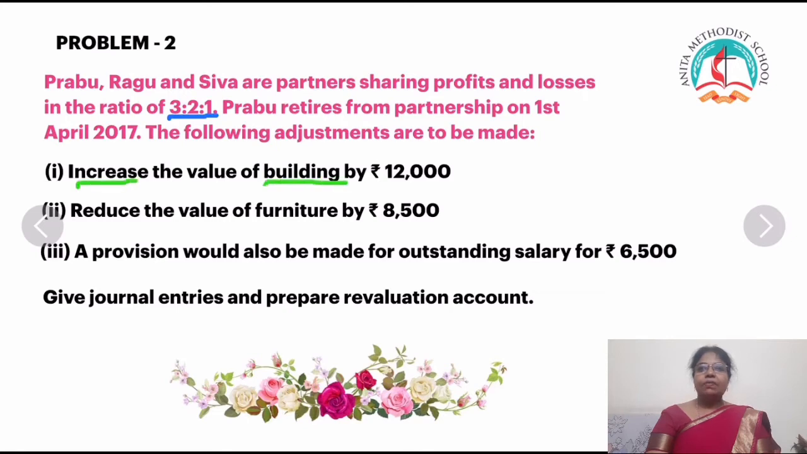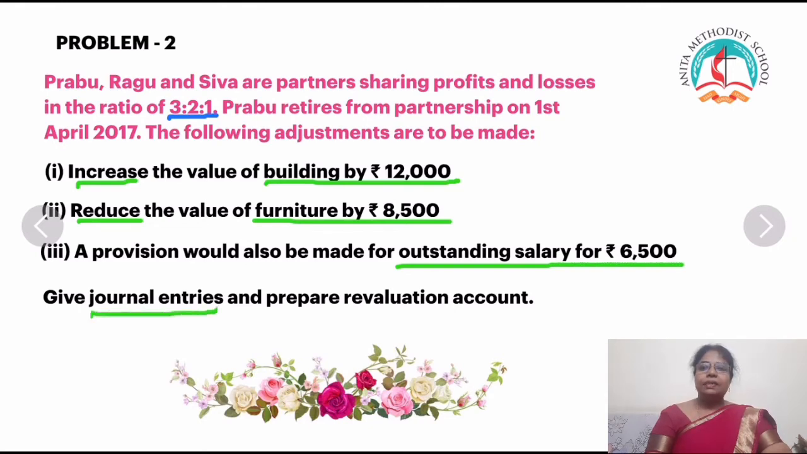Increase in the value of building by rupees 12,000. Reduce the value of furniture by rupees 8,500. A provision would also be made for outstanding salary for rupees 6,500. So children, you have to pass the journal entries and prepare revaluation account.